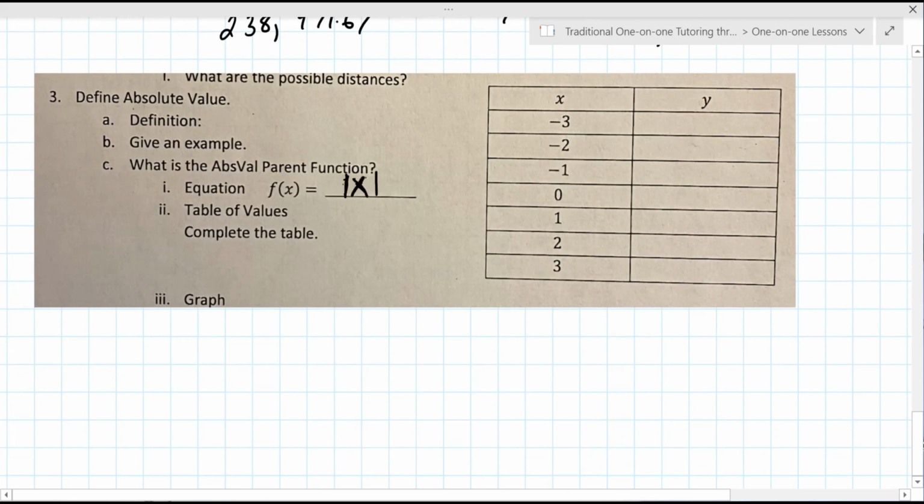Okay, the equation is the absolute value of x. So y is the absolute value of x. So for every number over here, you have to take the absolute value of it. The absolute value of -3 is 3. The absolute value always returns positive. So the absolute value of -2 is 2. The absolute value of -1 is 1. The absolute value of 0 is 0. It just returns the positive number. In the case of 0, it just returns 0. The absolute value of 1 is 1. The absolute value of 2 is 2. The absolute value of 3 is 3. So you definitely want to get this down in the table.